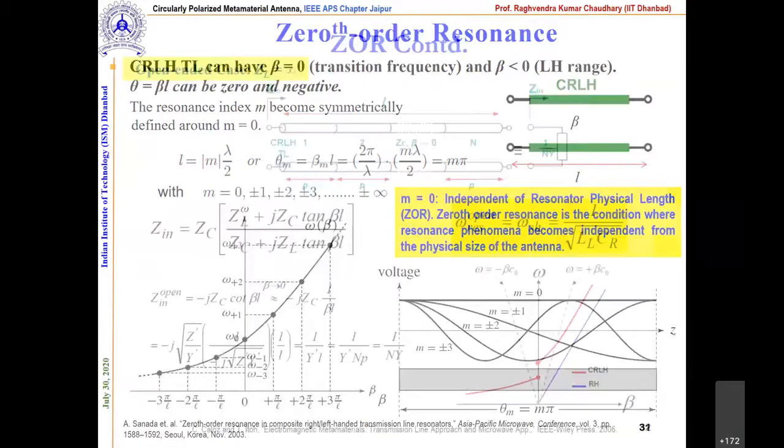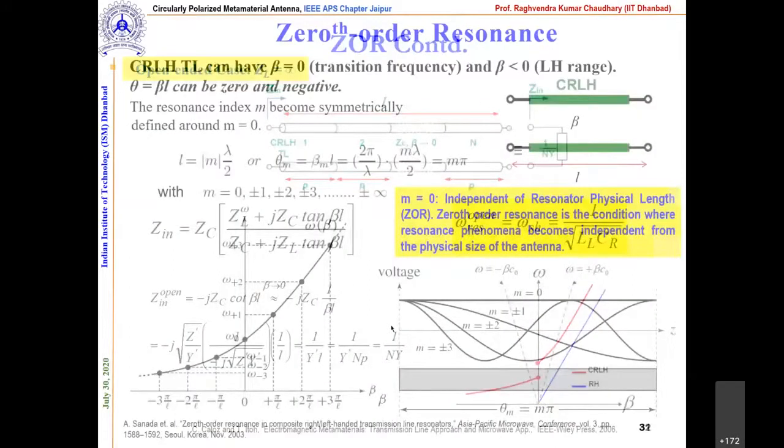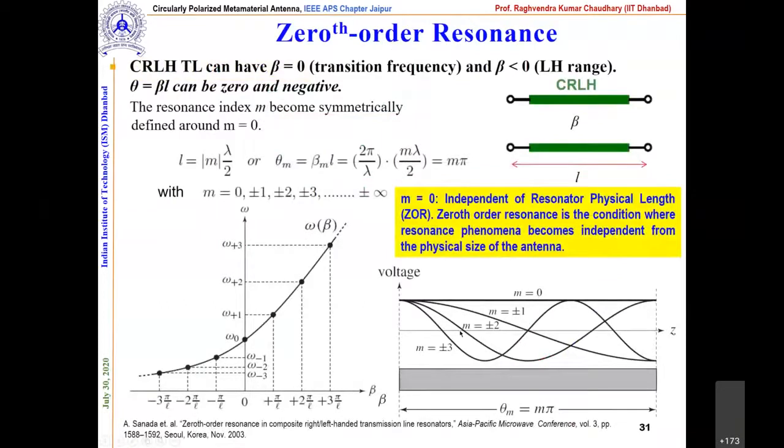Now, this will provide you some idea, because at beta is equal to 0, correct, you can manage any number of frequencies, because you can accommodate the higher frequencies and the lower frequencies by tuning your left-handed inductance and capacitance, correct. So this is one of the very important outcomes of the CRLH transmission line, that this is independent of the physical length, correct. It means that the idea of miniaturization is coming from here, correct.